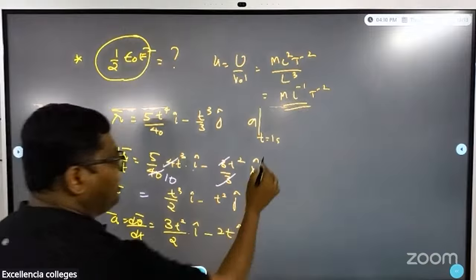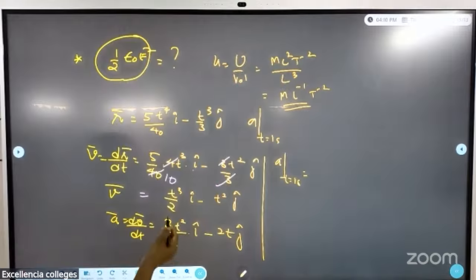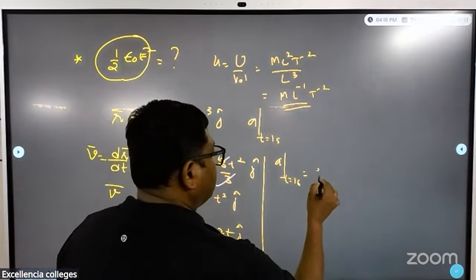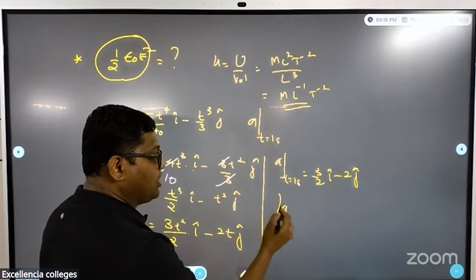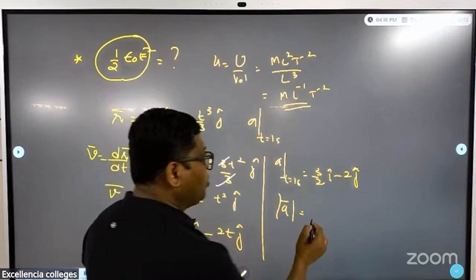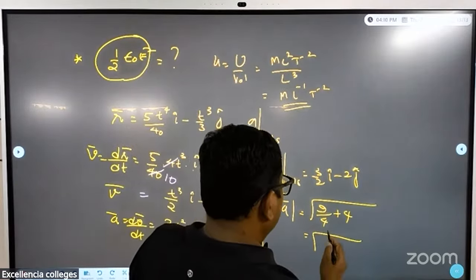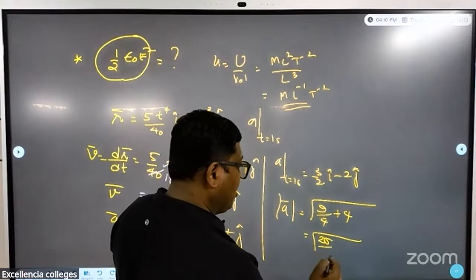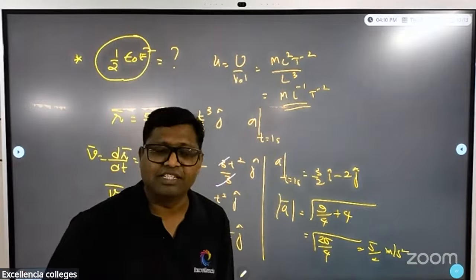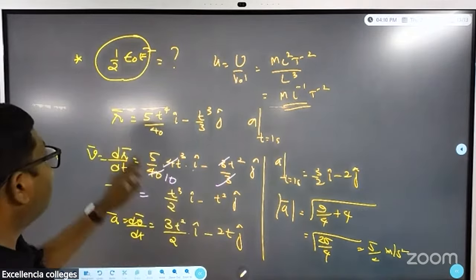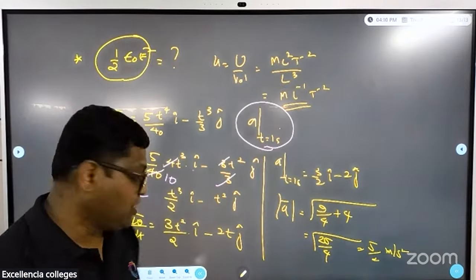Let us calculate this value at t equal to 1 second. Taking 1 second, we get 3 by 2 i cap minus 2 j cap. So let's go for the modulus of this. When you check for the modulus, this will be root over 16 plus 9, 25 upon 4, that will be 5 meter per second square. That's how we can calculate the value of the acceleration at t equal to 1 second. One last question and we are through.